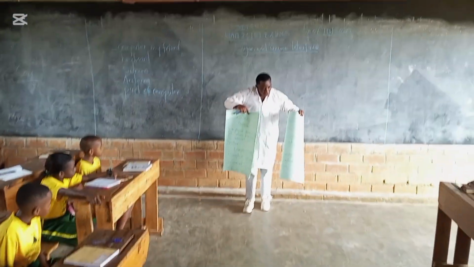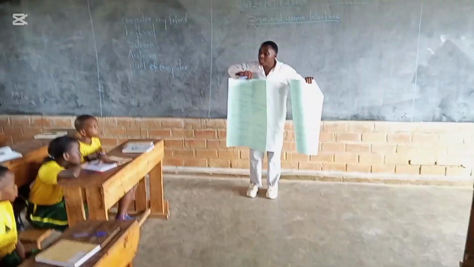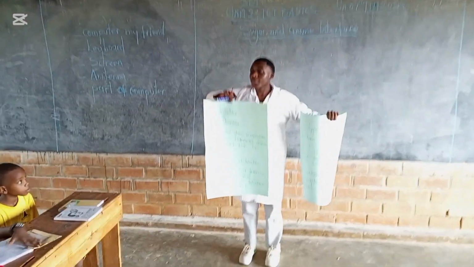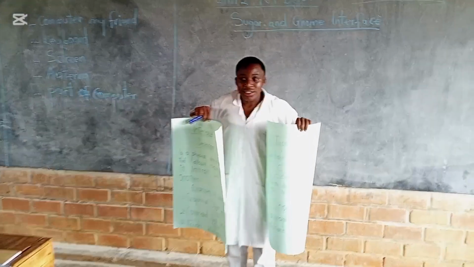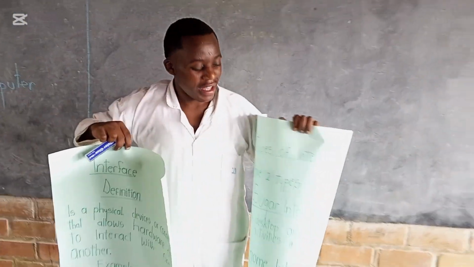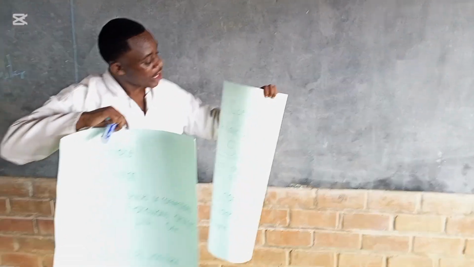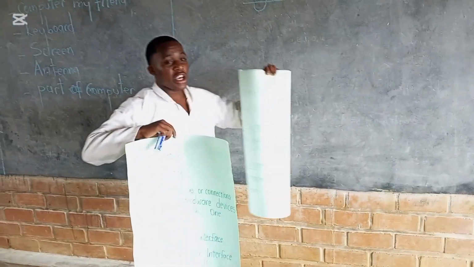You see that we have two charts. One contains interface. Another one, environment. We are going to study interface and its types.